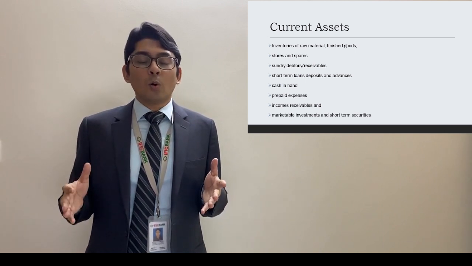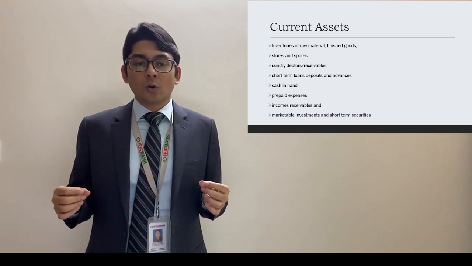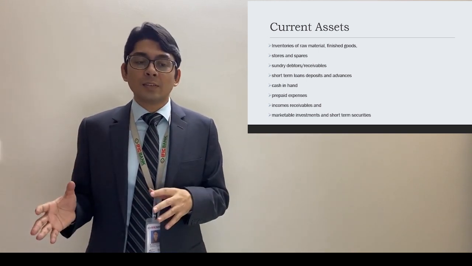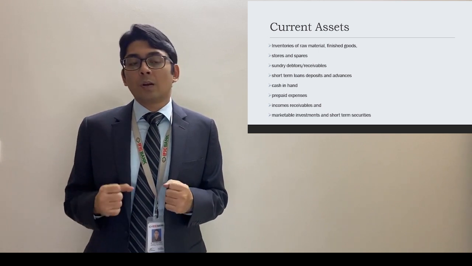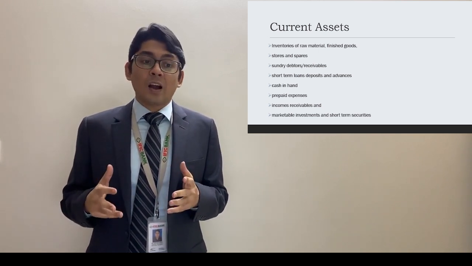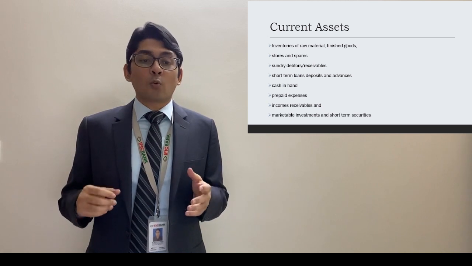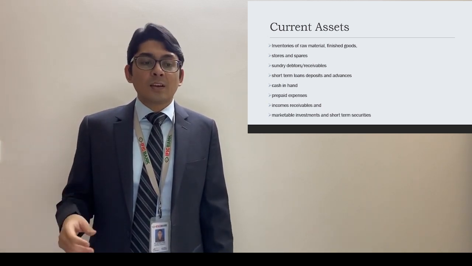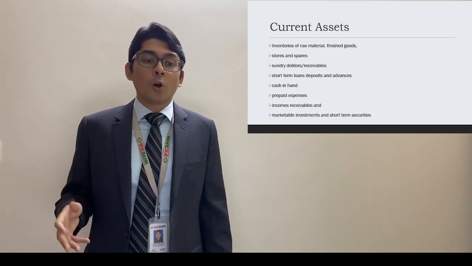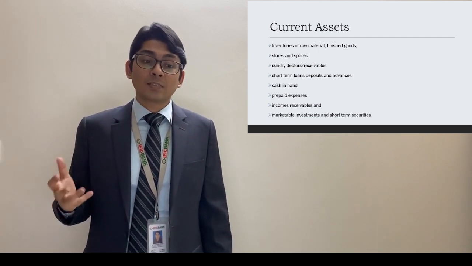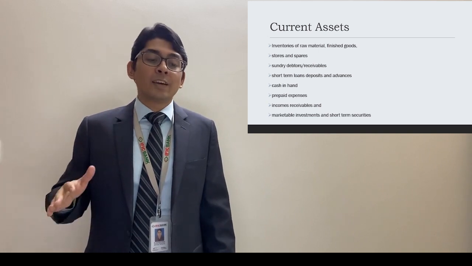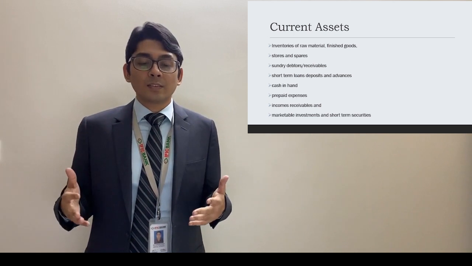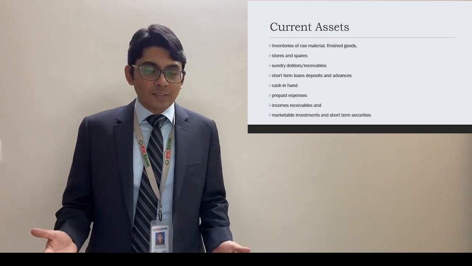Now that we have known the definition of current ratio, let's look at what are current assets and current liabilities of a firm. So, current assets are inventories of raw material, finished goods, stores, spares, sundry debtors or receivables, short-term loans, deposits and advances, cash in hand, prepaid expenses, income receivables and marketable investments and short-term securities.